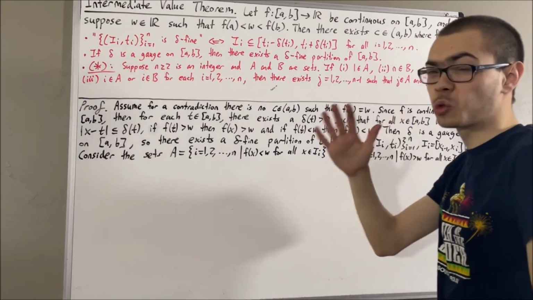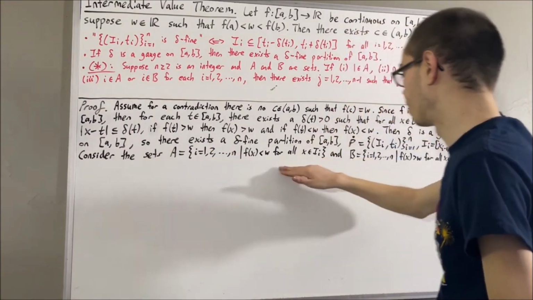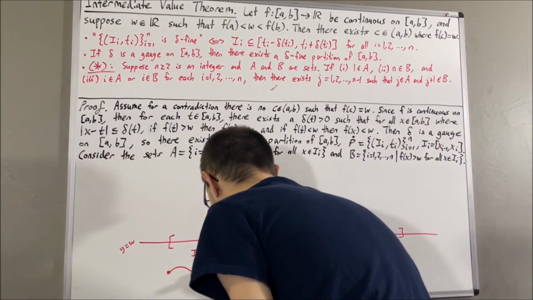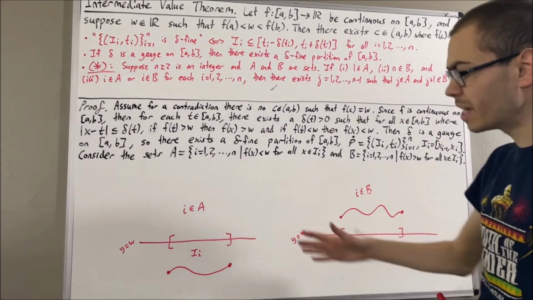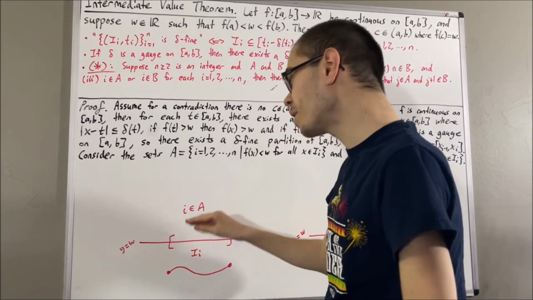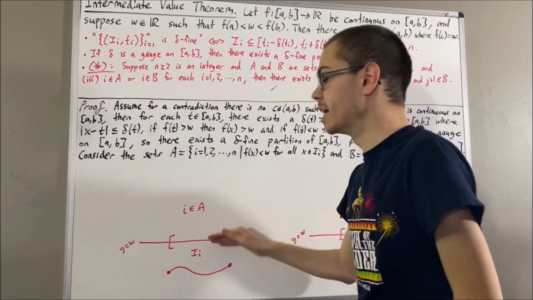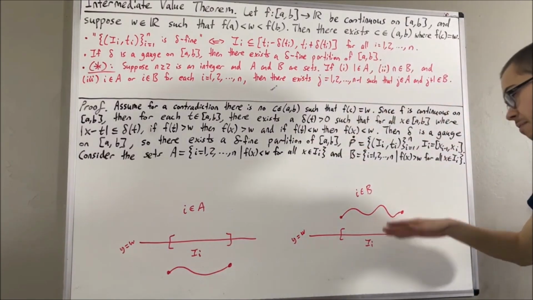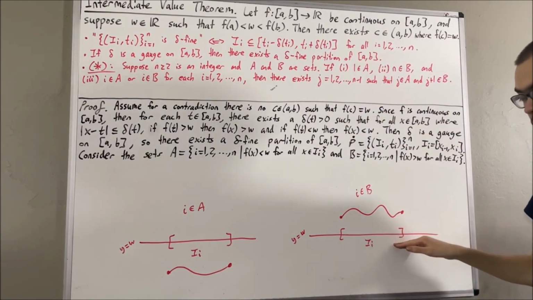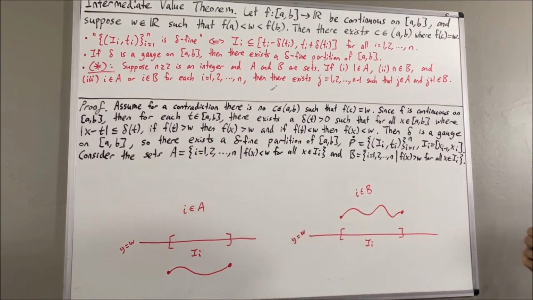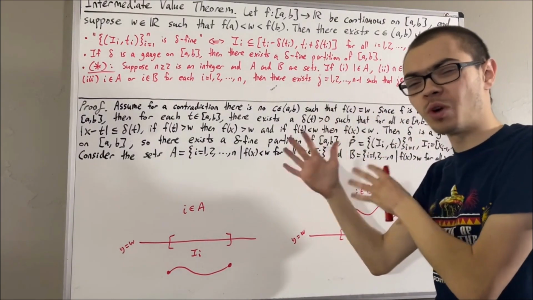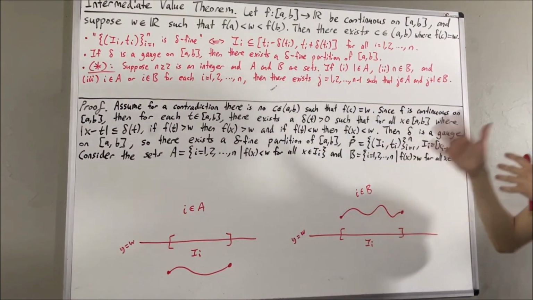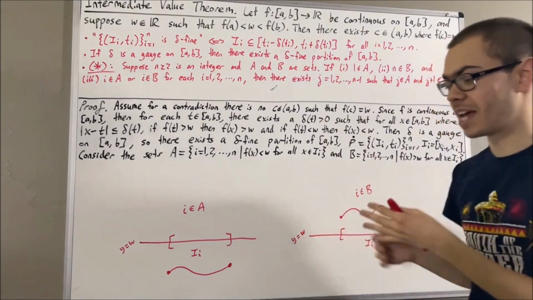Now, let's sort of get a visualization of what it means to be an element of these two sets. To be an element of A means that every output value on the subinterval is below the line y equals w. To be an element of B means that every output value on the subinterval is above the line y equals w. Now the claim is that every integer between 1 and n is either an element of A or an element of B. So to prove that, let's give ourselves an arbitrary integer i between 1 and n.